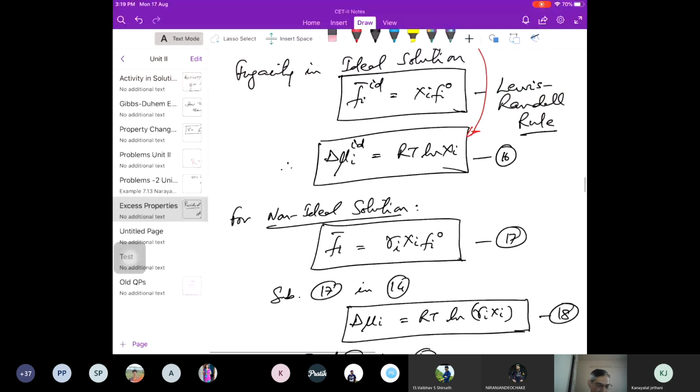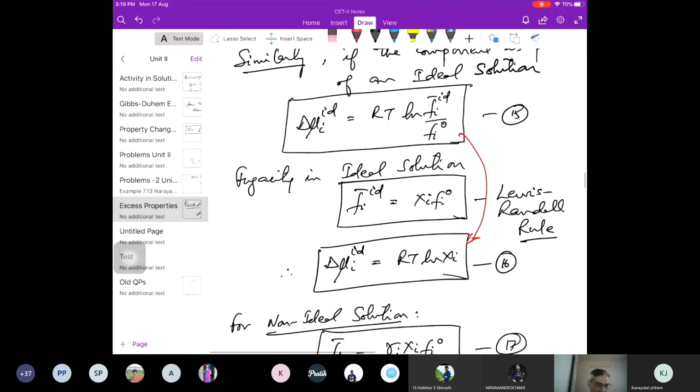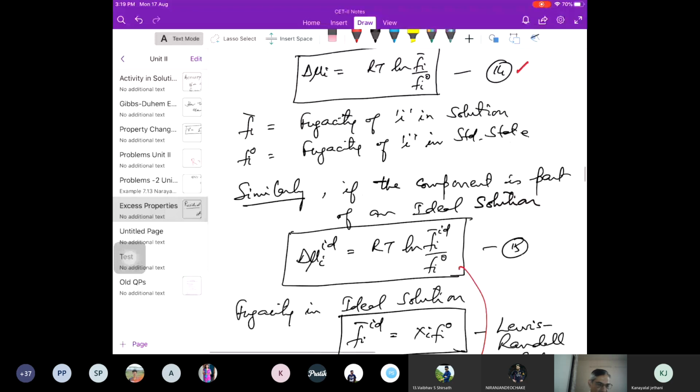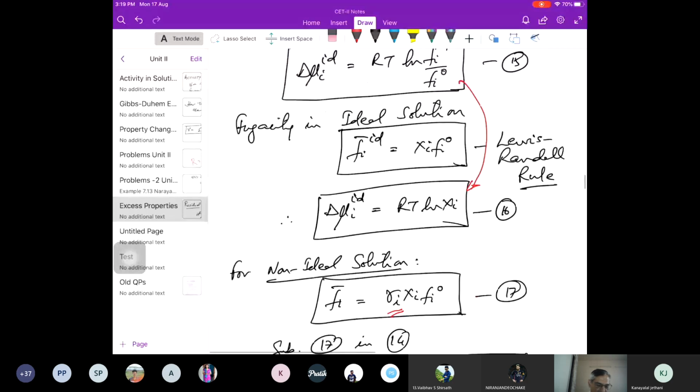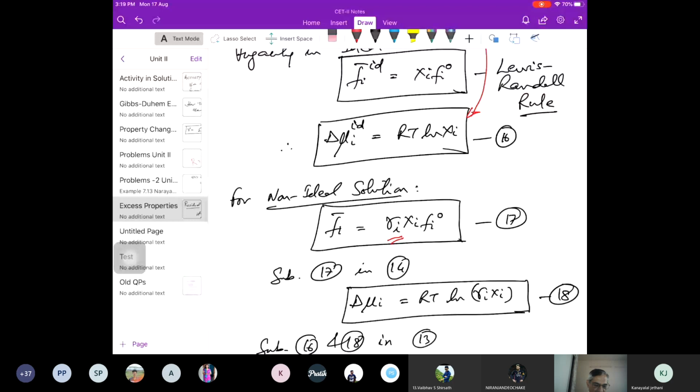Similarly, we have defined for a non-ideal solution Fi bar is equal to gamma I, where gamma I is nothing but our activity coefficient, times Xi Fi0. So substituting 17 in 14, if you put 17 and 14, here what we'll get is delta mu I is equal to RT ln gamma Xi. Like we had Xi for ideal solution, we have gamma Xi for non-ideal solution.